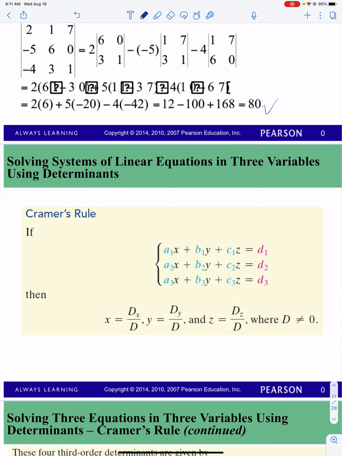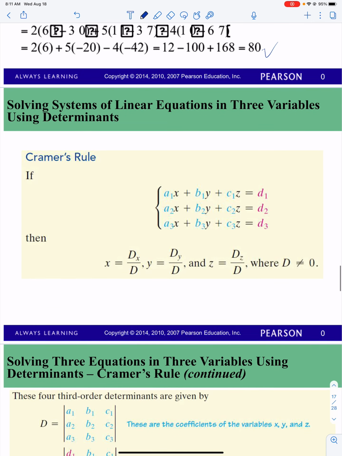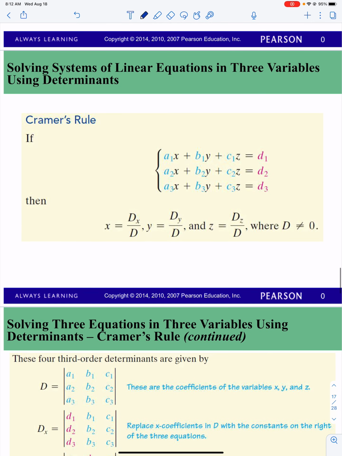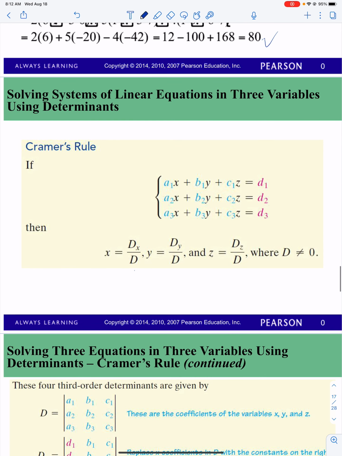Okay, so the next one is, after we find the determinant, what will we do? We want to find Cramer's rule, yeah. So what will be the Cramer's rule here? So what is D? What do you think is D? It is the determinant of the coefficients, yeah? So D will be A1, B1, C1, A2, B2, C2, A3, B3, C3.